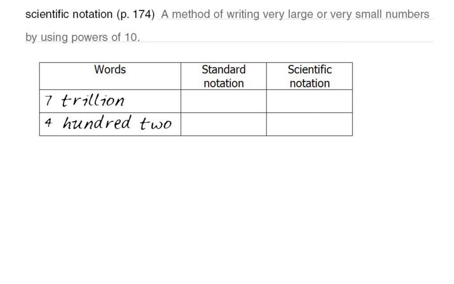First, we're going to talk about the definition. It's just a method for writing large or small numbers using a power of 10. For example, 7 trillion written out in standard notation would be a 7 followed by 12 zeros. 1, 2, 3, 4, 5, 6, 7, 8, 9, 10, 11, 12. Well, I went over into the other box, because it's that cumbersome. There are just so many zeros to write. It's a pain in the neck. There are too many symbols.